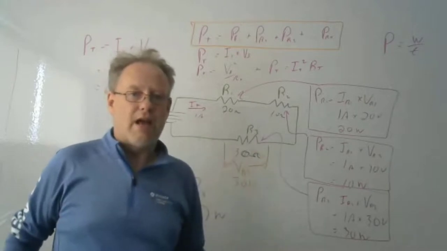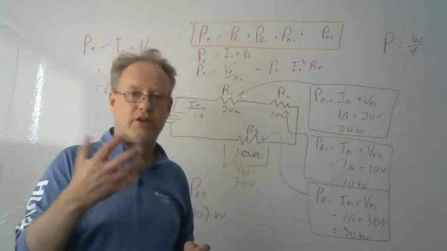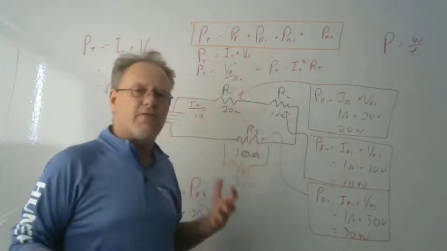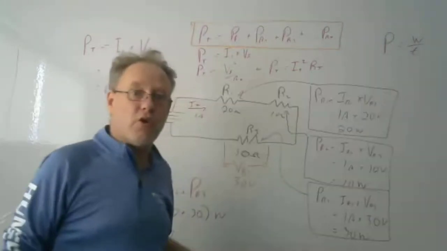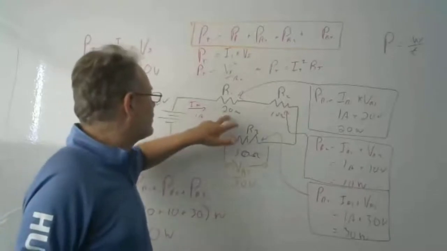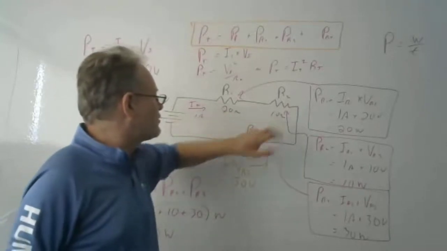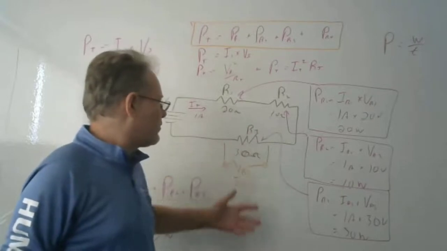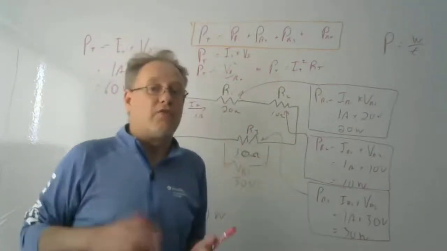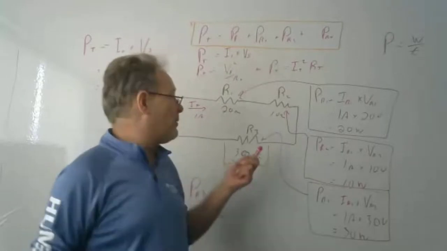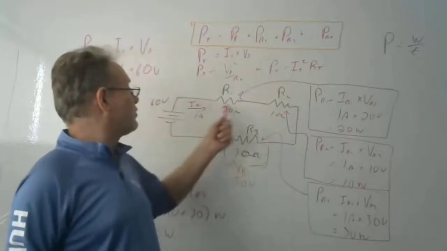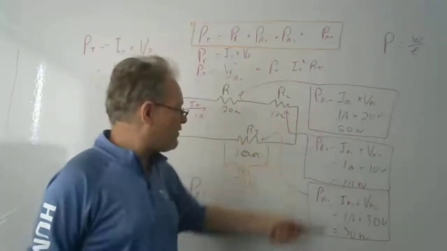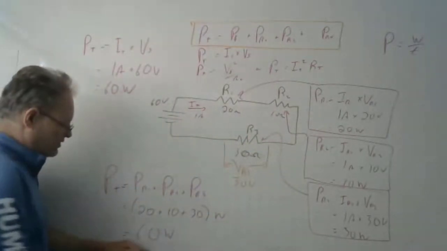I know that 1 amp is traveling, or the rate of the electrons traveling through R1 and R2 and R3 are the same. From there, just in my head, I was able to quickly identify the fact that the voltage drop across this is 20 volts, the voltage drop across that is 10 volts, and I knew the voltage drop across that is 30 because I calculated it. So from there, I then applied each of these values, knowing the voltage drop and the current, and I found the power in each. And I was able to add those together and find that it was 60 watts.